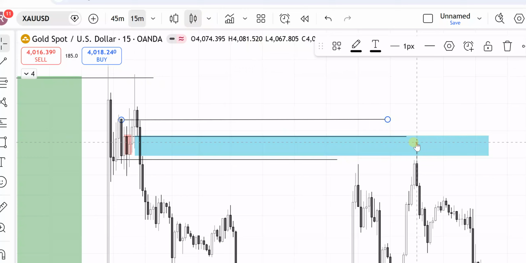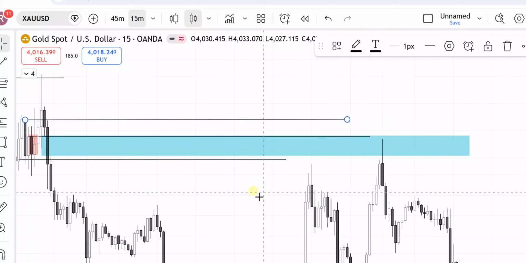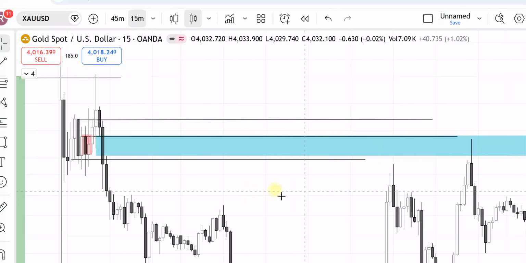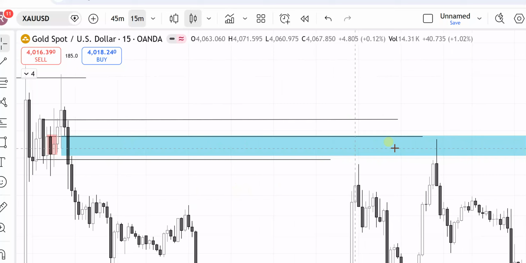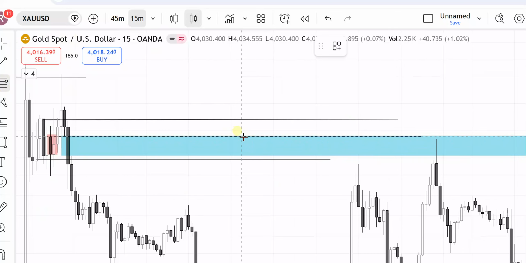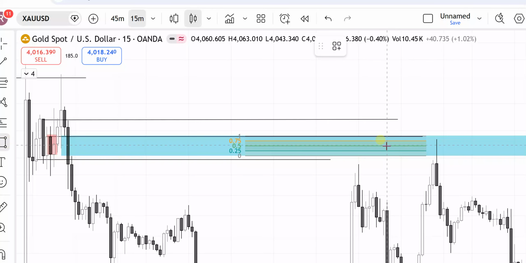Okay, and as you can see the market, as you can see like this, my entry is at the 50% zone. What is my entry zone? I just mark out my 50% zone. Okay, that is my 50%, and that is my 50% zone area.